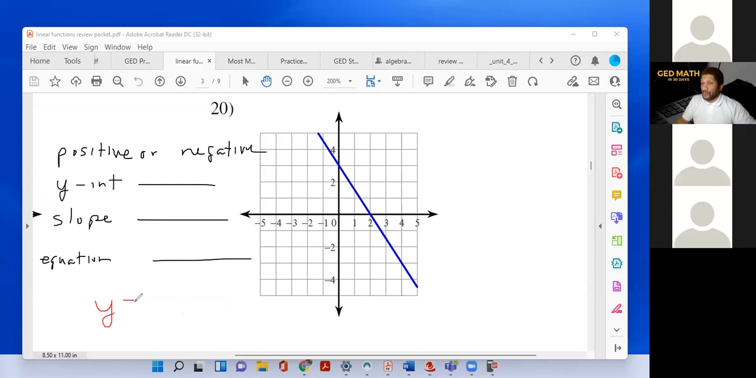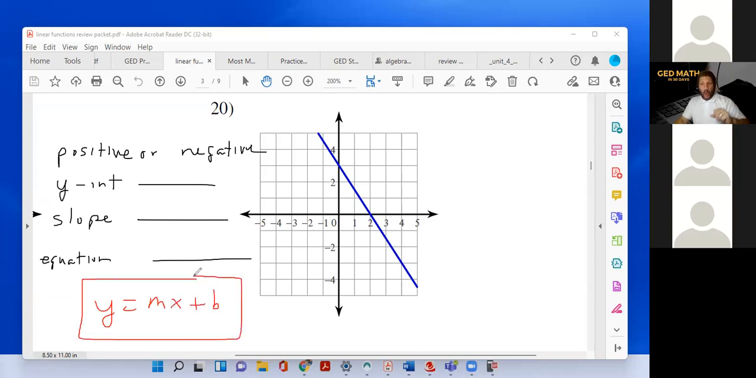Y equals mx plus b. When you send me your answer, I want you to send me the equation of the line. But when you're doing this, I want you to say, is the slope positive or negative? What's the y-intercept? What's the slope? And then find me the equation of the line, and send it to me in the chat.